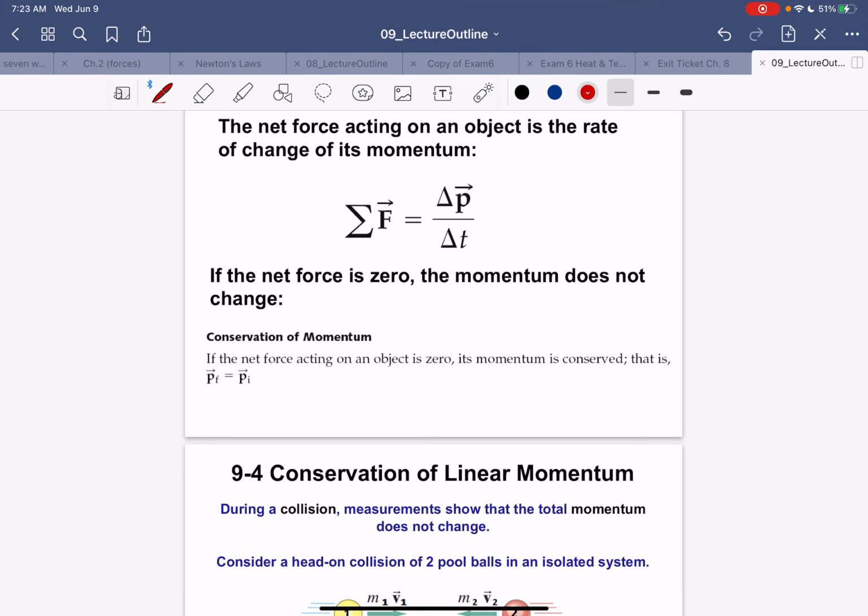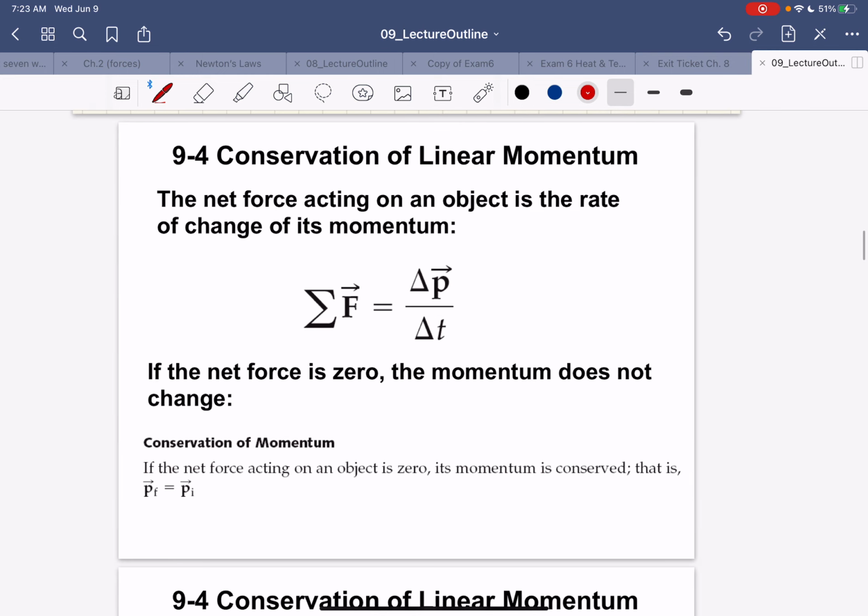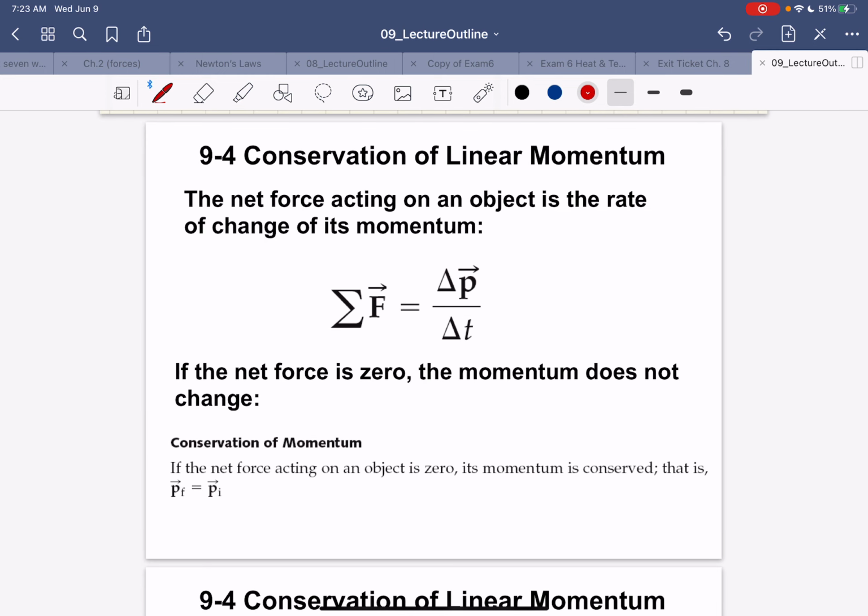I will introduce the second part of chapter 9. And of course, I still need more lectures for it. This is just the second part. Today, we will talk about a very important principle in physics, which is called conservation of linear momentum.